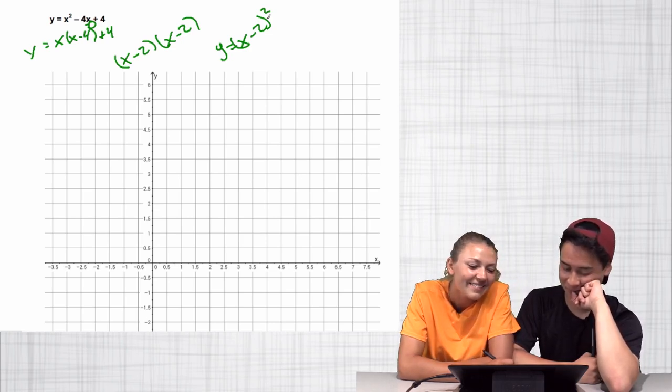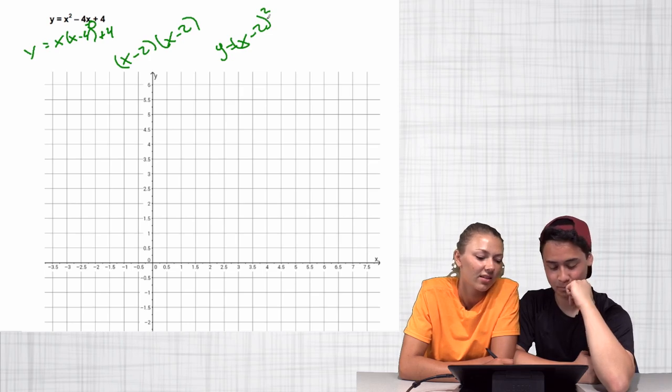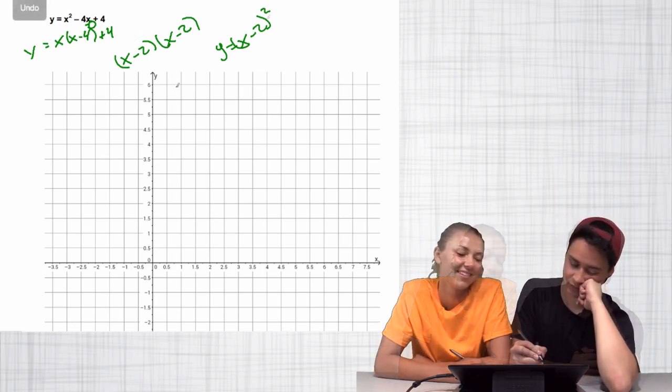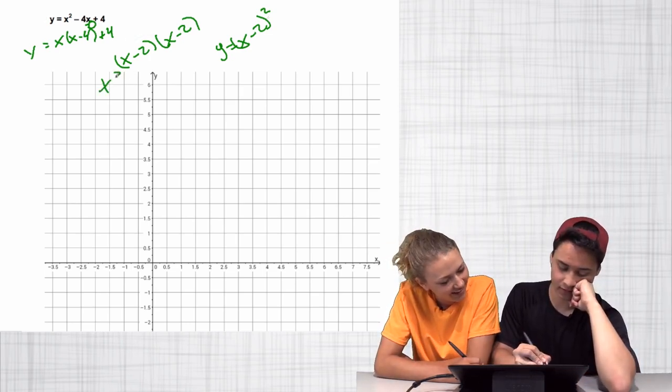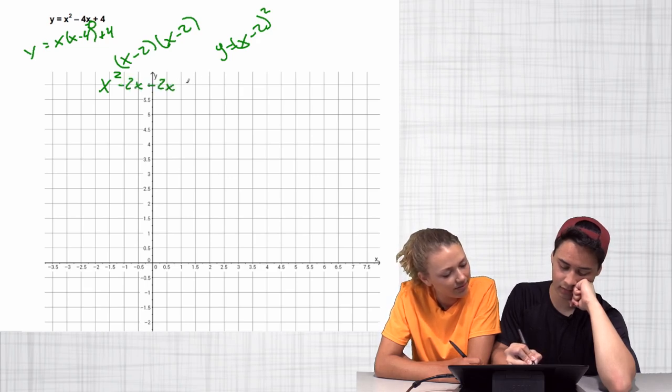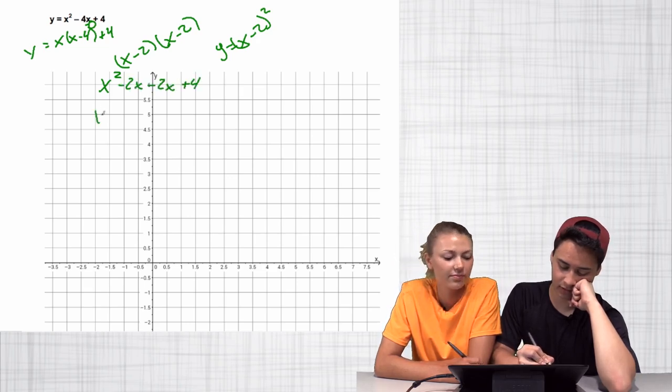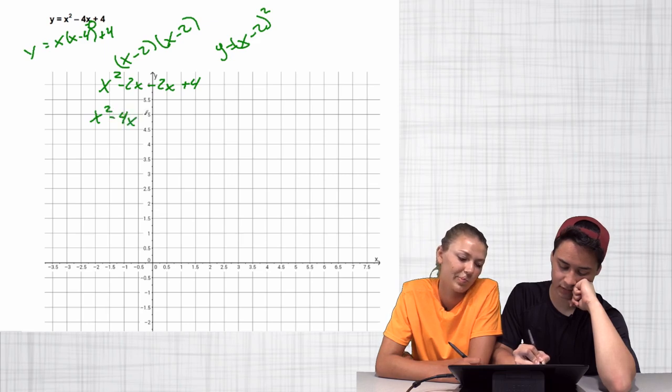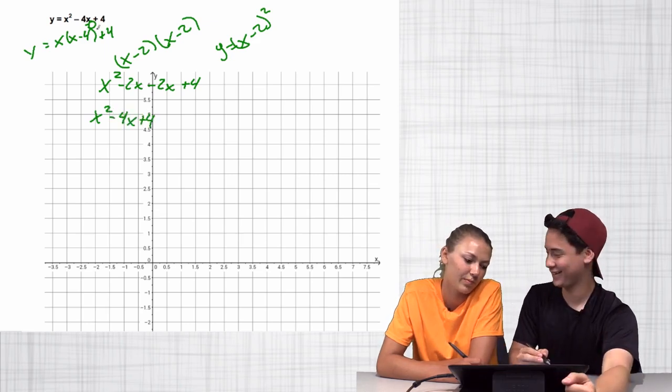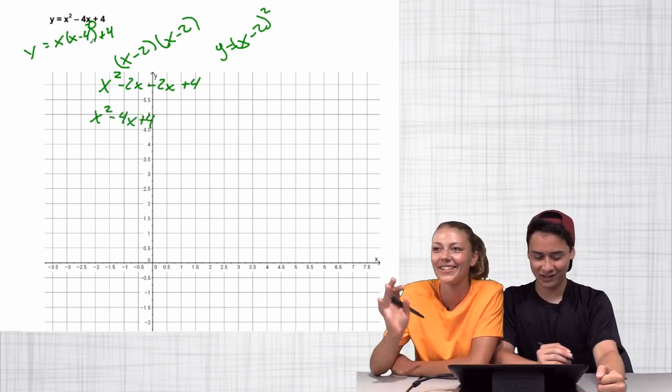Do you know what she just did? Can you make sure that it's right? So that is x squared, and then minus 2x, and then plus 4. And we get x squared minus 4x plus 4. And look! Oh my gosh. Look at this. It matches.